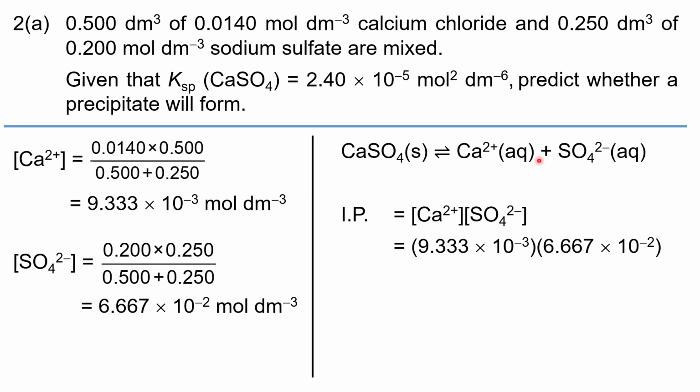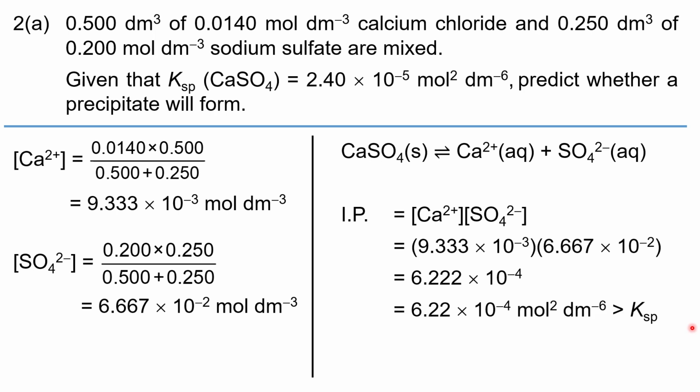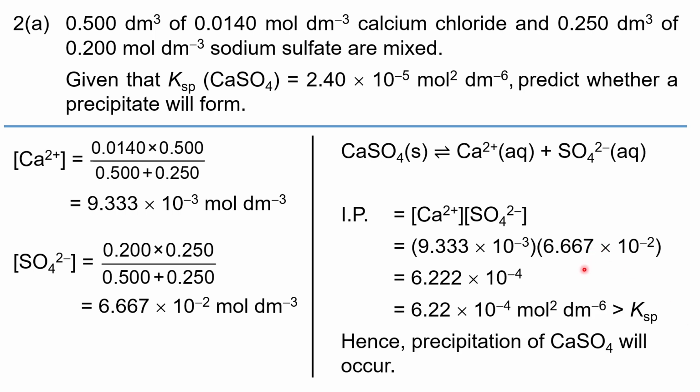The IP expression is actually very similar to your KSP expression. So you'll be multiplying the concentrations of the ions, the products here. So when you multiply these two values together, what you get here is 6.222 times 10 minus 4. So if you round to 3SF, it will be 6.22 times 10 minus 4 mol square dm minus 6. Now this value is greater than the KSP value given to you here. So because it's greater, hence it will start to precipitate.